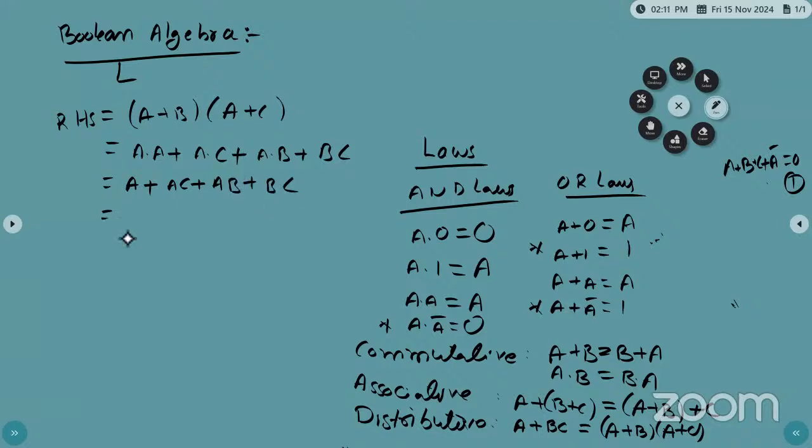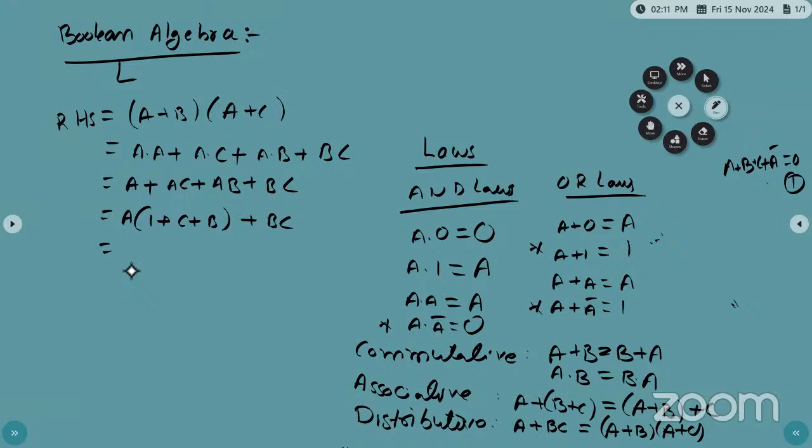Now you can take the common one. What is the common letter? A. So now you can take A common here: 1 plus C plus B plus. Now what is this expression? 1 plus C plus B. You can see the OR law: A plus 1 is equal to 1.